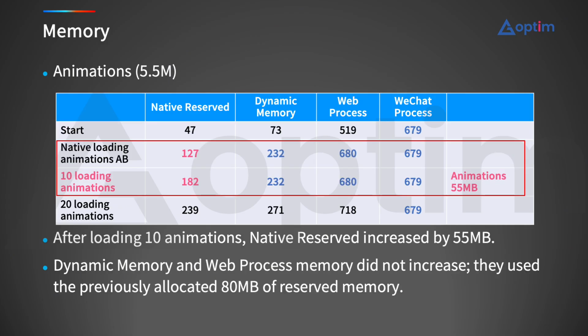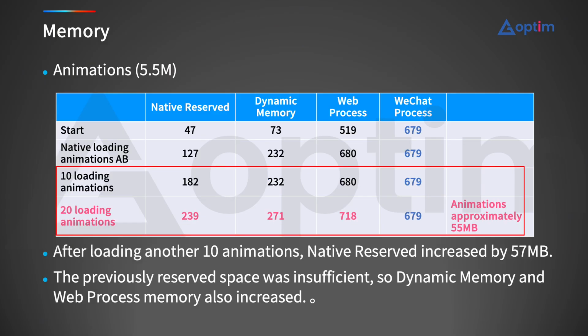When we loaded 10 animation resources, native reserved memory increased by approximately 55 megabytes, with dynamic memory and web process memory increasing by the same amount. This is because the reserved memory was sufficient to accommodate the new resources, preventing an excessive increase in total memory usage. In conclusion, animation resources directly affect minigame memory usage, particularly in the web process. By effectively managing reserved memory, we can reduce fluctuations in memory growth and avoid stability issues.